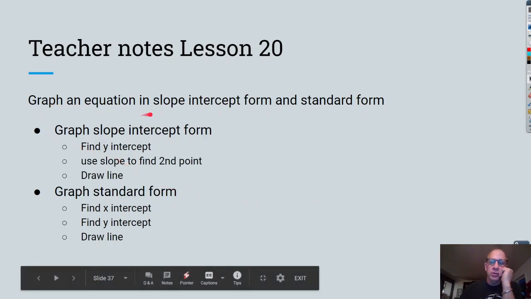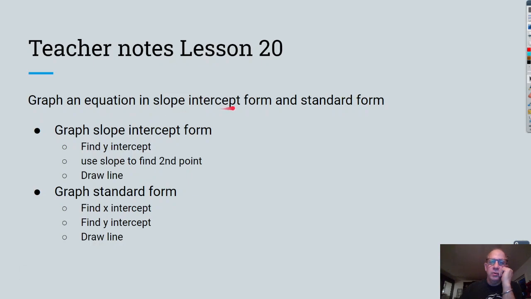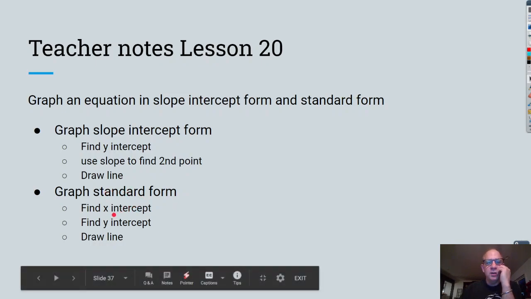Graph an equation in the slope-intercept form and the standard form. So in slope-intercept form, we find the y-intercept, which is right there in the form. We use the slope, which is right there in the form, to go to the second point, and then we draw a line. To graph in standard form, we find the x-intercept and we find the y-intercept. We plot those 2 points and we draw a line.